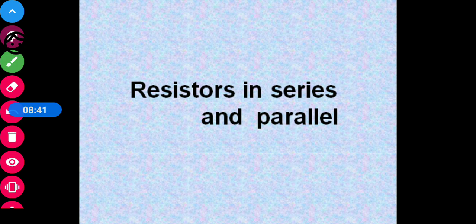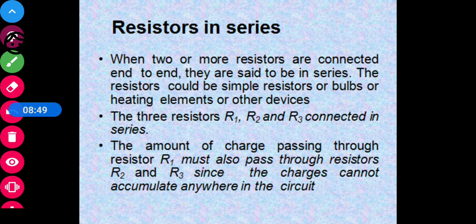Now let us discuss the next and the last topic, resistors in series and parallel. This is the last topic of this lecture. Now resistance in series. Series means when two or more resistors are connected end to end, they are said to be in series. The resistors could be simple resistors or bulbs or heating elements or other devices.